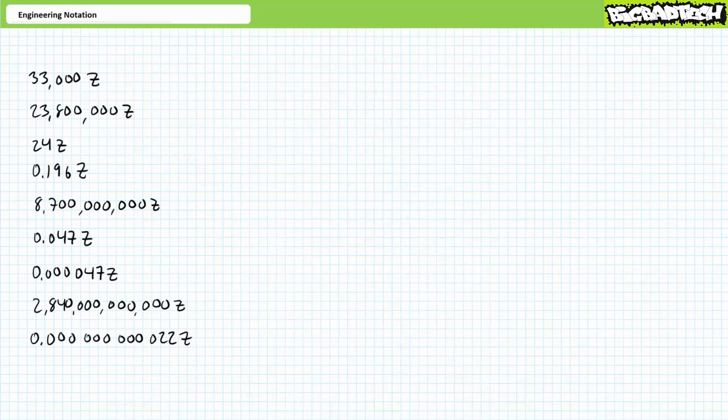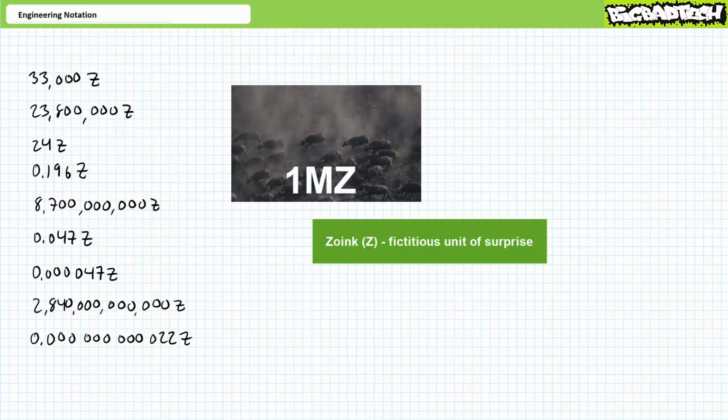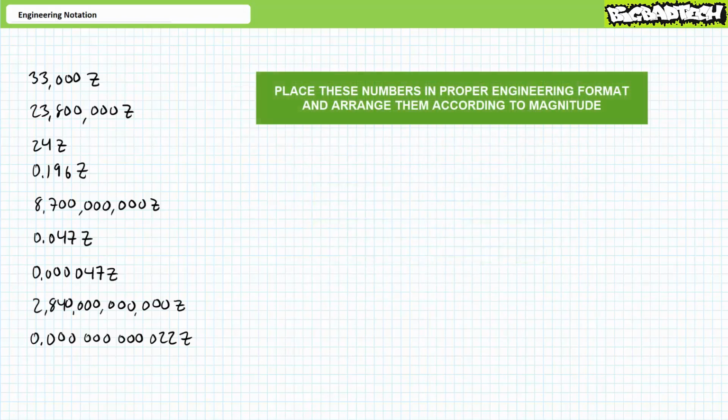Consider the selection of entries, each a measurement of the fictitious unit of surprise specified in the units of zoinks, abbreviated with a capital Z, where a surprise of 1 megazoink is sufficient to stampede a herd of water buffalo, whereas a surprise of only 1 millizoink is barely enough surprise to register notice, like, say, seeing a water buffalo next to a body of water. I'm asking you to do 2 tasks. 1, place these entries in proper engineering format, and 2, arrange them in a sequence largest to smallest.